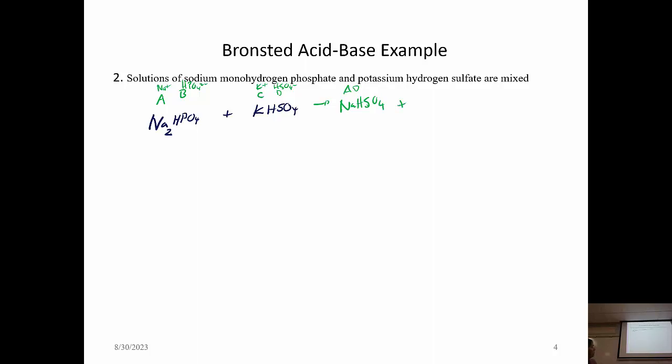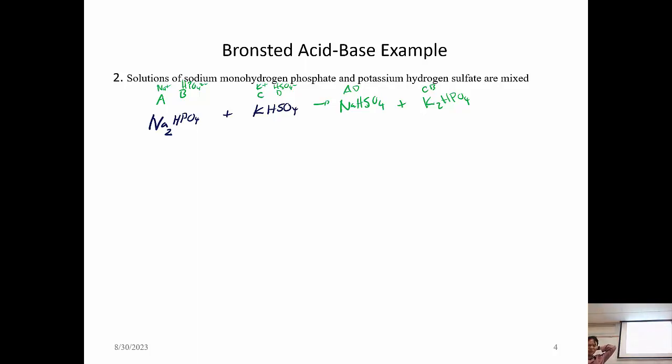So I have my AD plus CB. C is potassium, B is monohydrogen phosphate. And so potassium is a plus one, so I'll need 2 of those for every monohydrogen phosphate. And so if I can do double replacement, I'll do it, and then I'll look for a driving force. Do you see any driving force here?